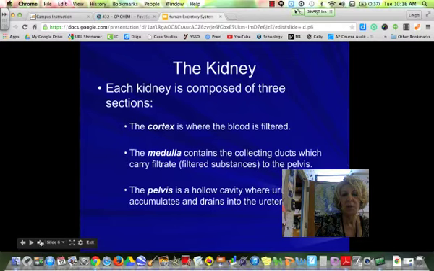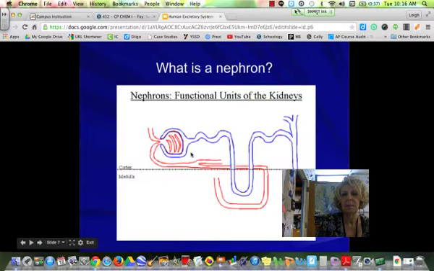So we just talked about the cortex, medulla, and the pelvis. The nephron is the functional unit of the kidney. In this picture, the nephron is made of a tangle of blood vessel here in red, and a cap structure called Bowman's capsule, which is like a little collecting cup. Everything in blue is a tubule that is going to process the urine.